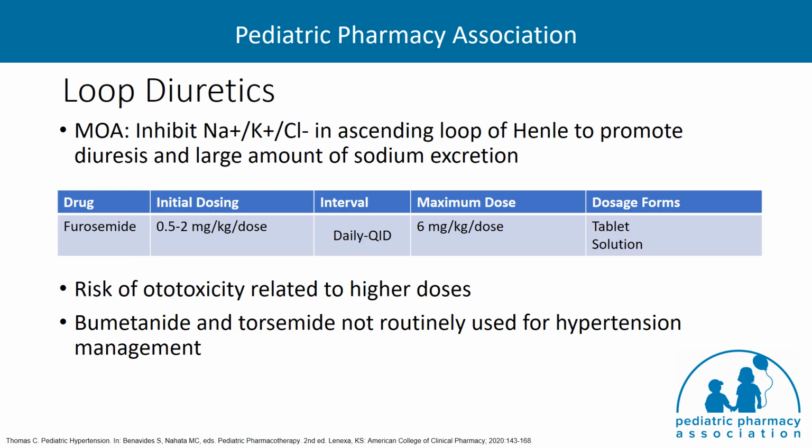Next, we have the loop diuretics. So loop diuretics work by inhibiting the sodium, potassium, and chloride transporter in the ascending loop of Henle, ultimately promoting diuresis and large amounts of sodium excretion.